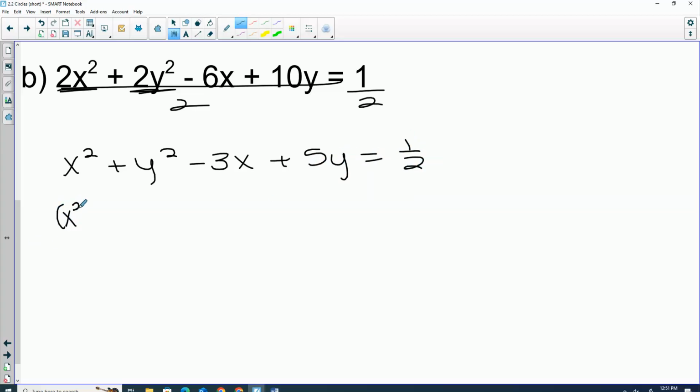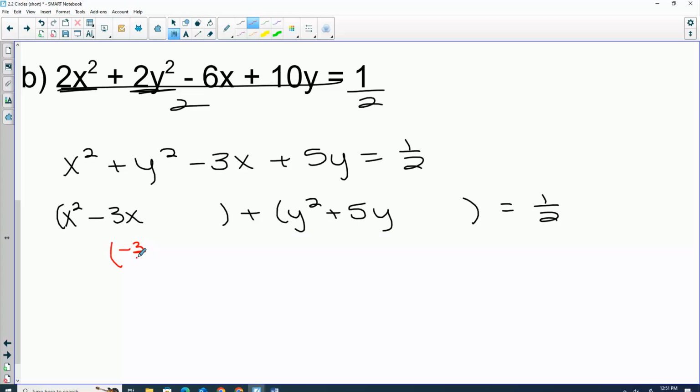So then we can group our x's together, leave a little space, group your y's together, leave a little space, equals our 1/2. So to complete the square, the middle number, -3, divided by 2, and squared. -3 over 2 doesn't reduce. If I just square, we get 9 over 4. And if you add it to one side, we add it to the other.